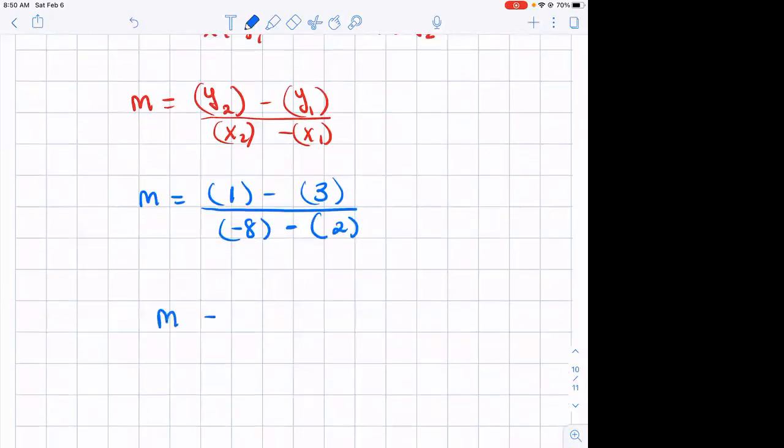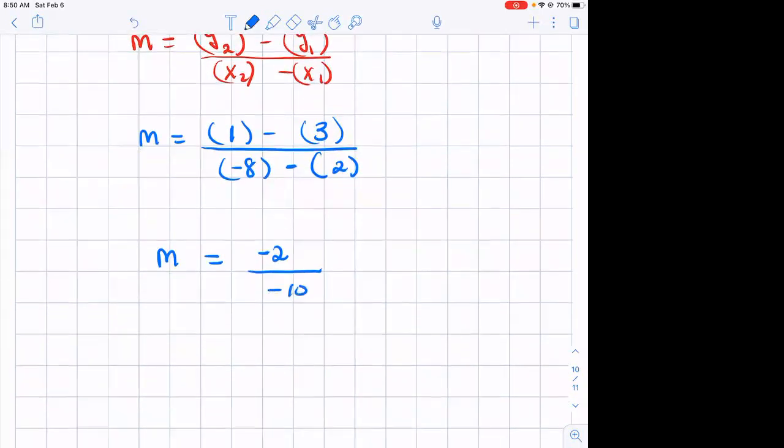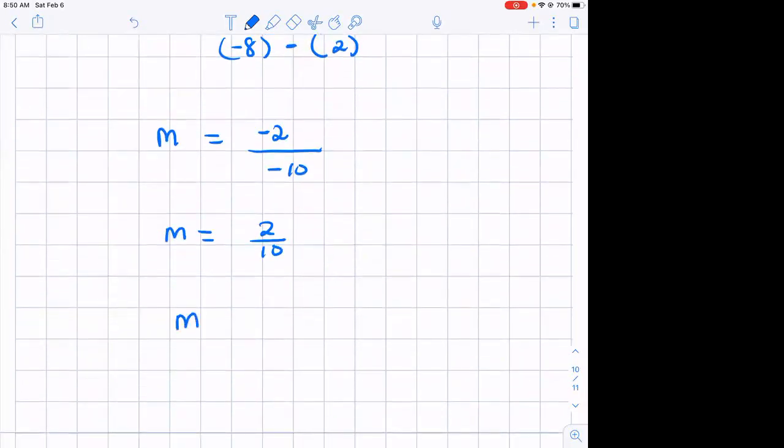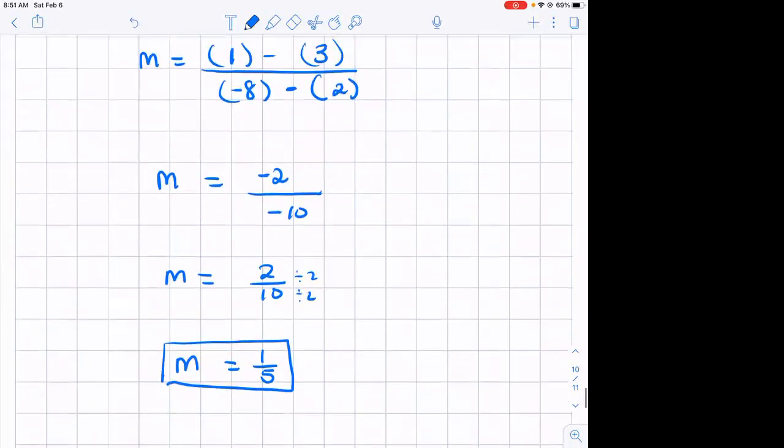So m is equal to 1 minus 3, which is -2, divided by -8 minus 2, which is -10. And this can be simplified. 2 negatives, when you divide, will become positive. 2 over 10. And then I can simplify by dividing top and bottom by 2. So this becomes 1/5. So the slope of the line that passes through those 2 points is 1/5.